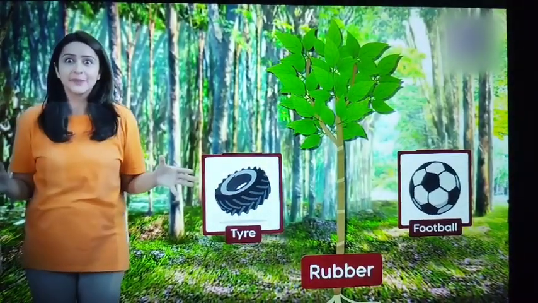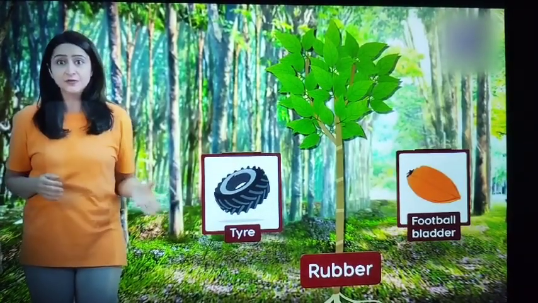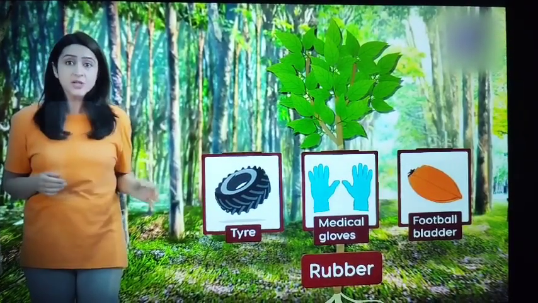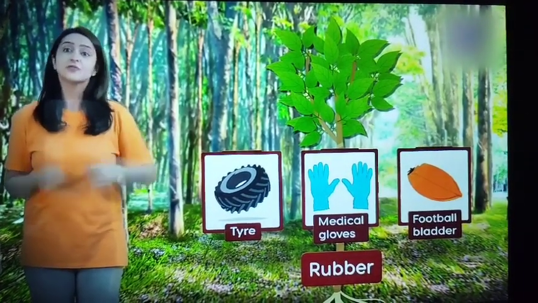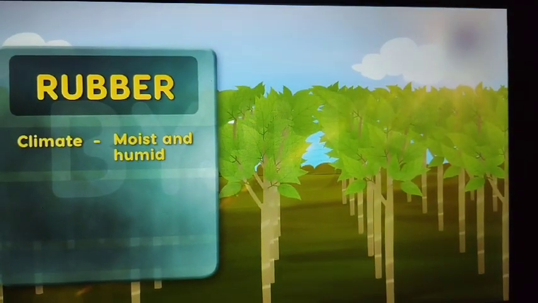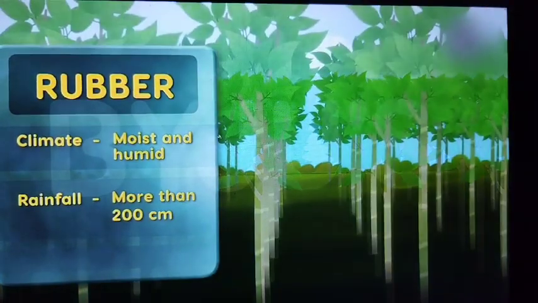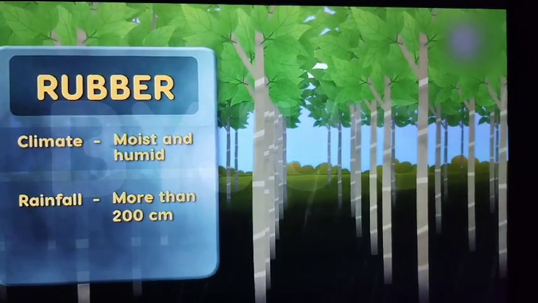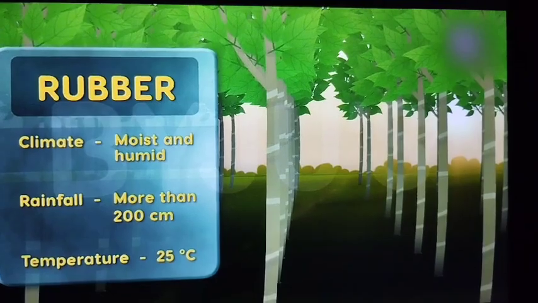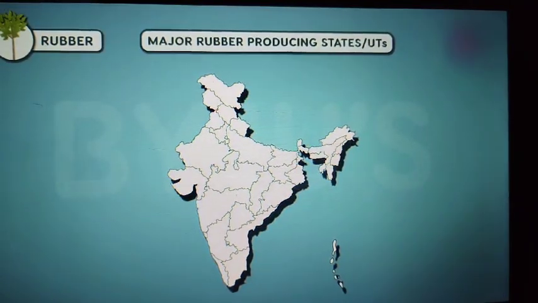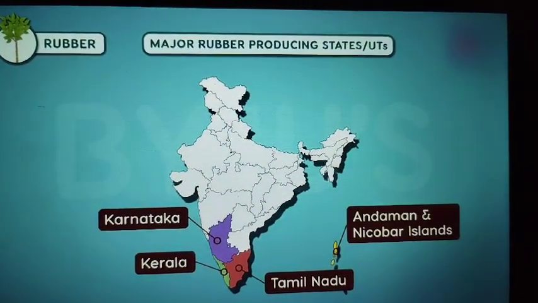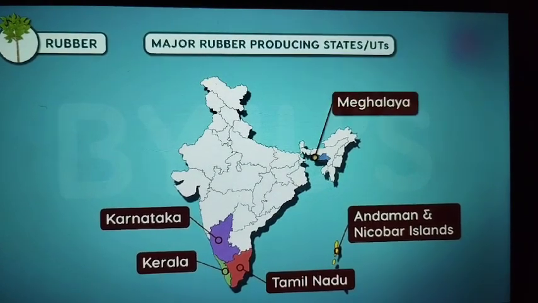Well, it's rubber. Car tires, bladders of football, medical gloves, and a variety of other materials are manufactured using latex obtained from rubber plants. Rubber trees require moist and humid climates with heavy rainfall of more than 200 centimeters. It grows well in equatorial climate and temperature above 25 degrees Celsius. The crop is widely cultivated in Kerala, Tamil Nadu, Karnataka, Andaman and Nicobar Islands, and Garo Hills of Meghalaya.